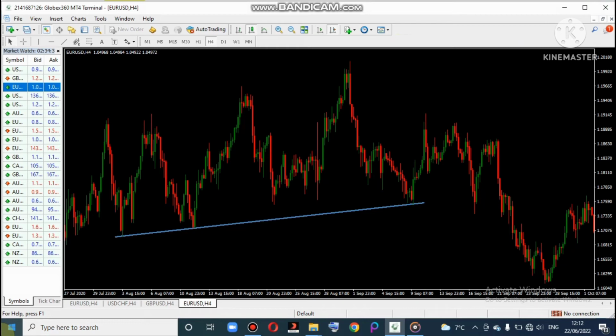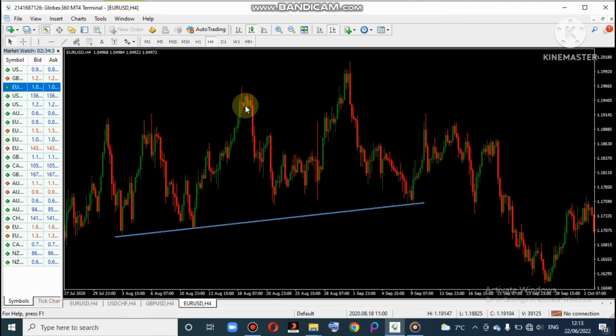You can use trend lines as support and resistance. You just use trend line as support and resistance. And remember, trend line is the same as support and resistance. Once you understand how support and resistance works, it will be easy for you to master this.